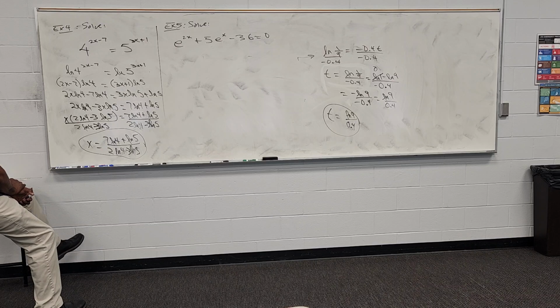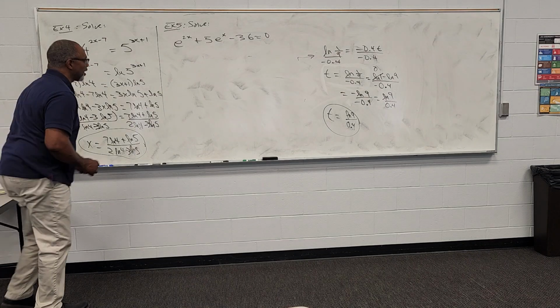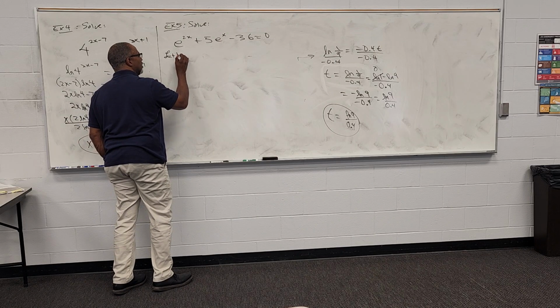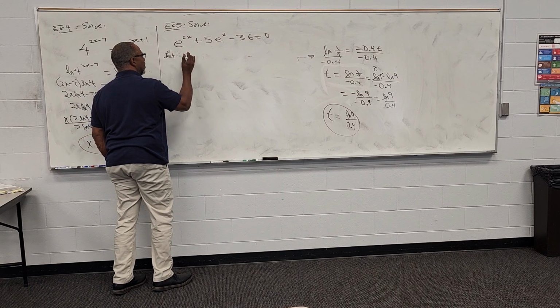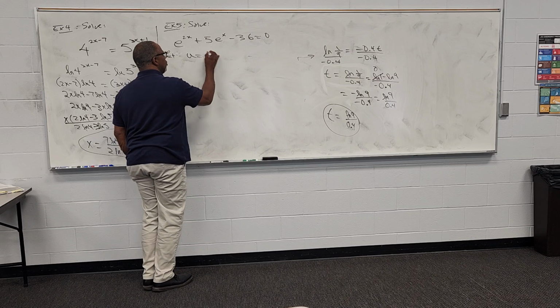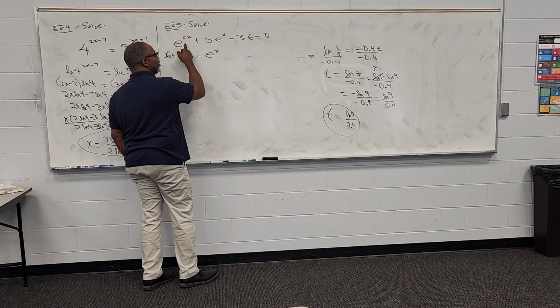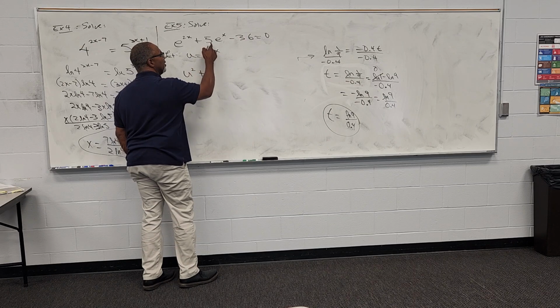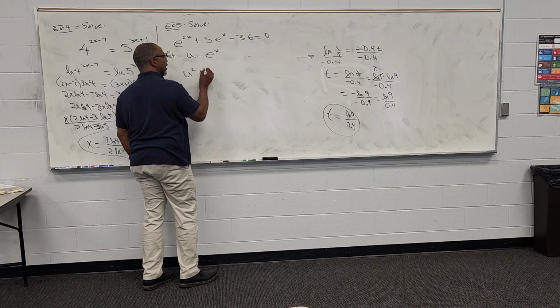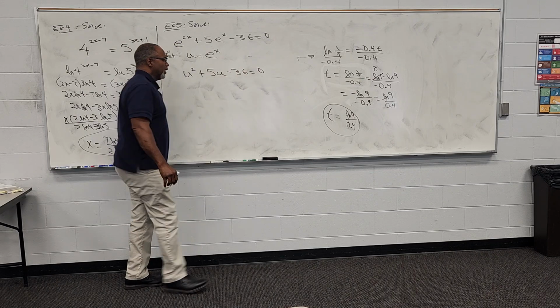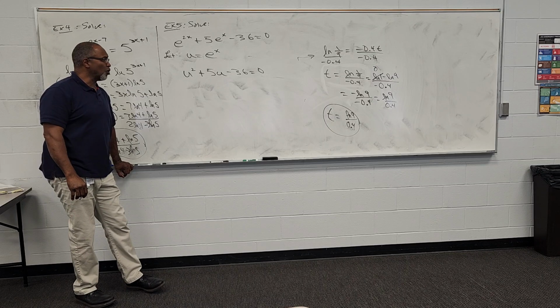Well, that looks kind of quadratic, okay? So let's do the following. Let's use a substitution. Let's say, and I don't care what you call it, let u be equal to e to the x. Then e to the 2x becomes u squared. 5e to the x, since e to the x is u, becomes 5u, minus 36 equals 0. And now with that substitution, it definitely looks quadratic.